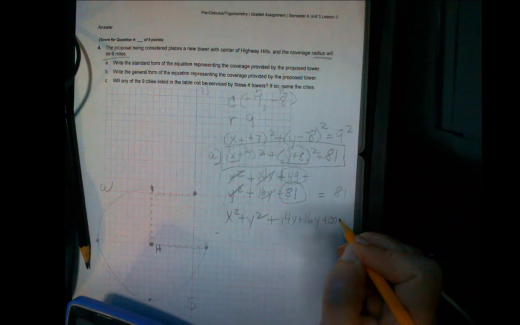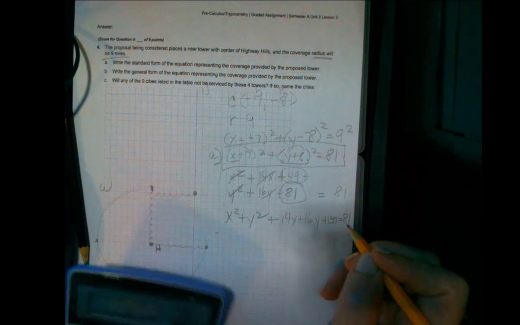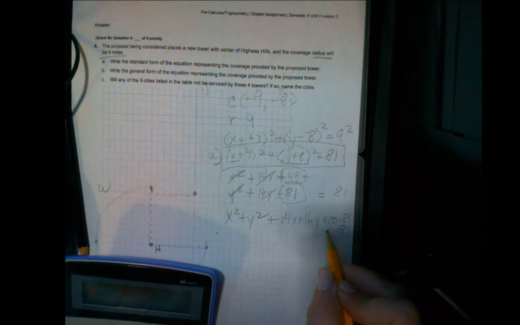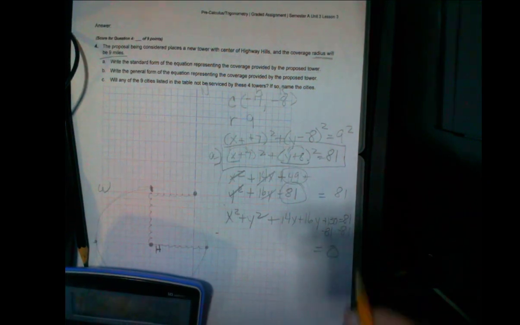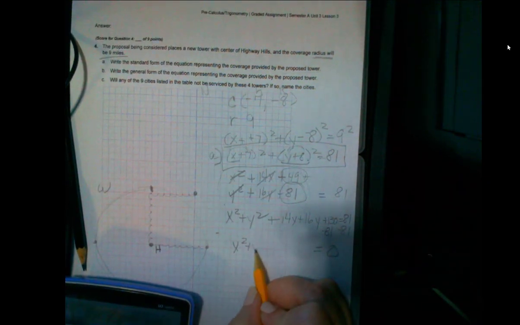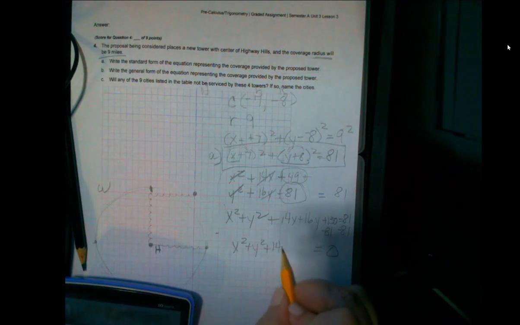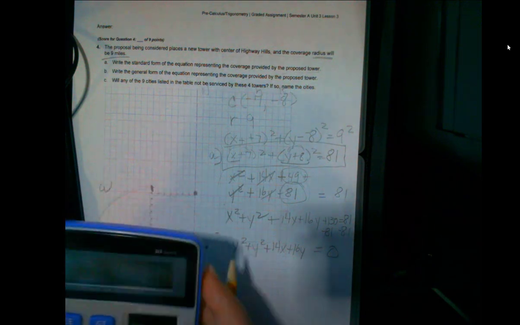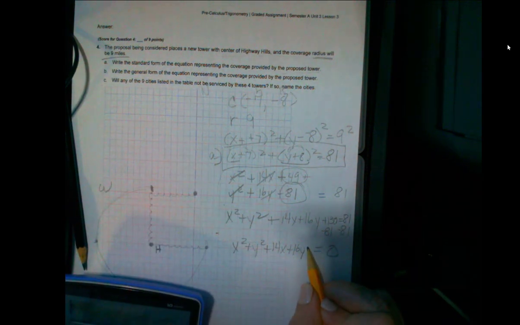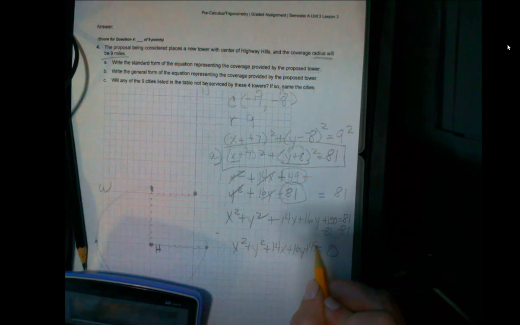And then go ahead and add together 49 plus 64. I'm going to pull my calculator out just so I'll make sure I'm doing it right. 49 plus 64 is equal to 113, equals 81. Subtract 81 from both sides, and we get 0 on the right, which is what we're looking for, and we get x squared plus y squared plus 14x plus 16y. And what is 113 minus 81? If I did that right, I get 32. So this is the equation in general form.